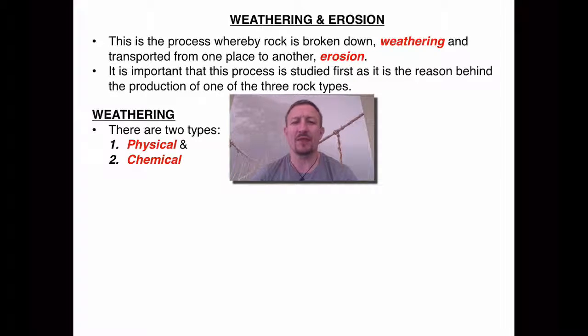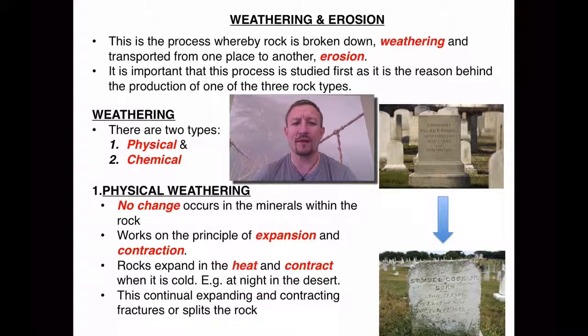Now, there are two types of weathering. There's physical weathering and there's chemical weathering. In physical weathering, there is no change to the actual minerals. The minerals just remain within the rock, and as a result of the environment, they are broken down. Now you can look at these tombstones. These tombstones here have undergone the process of weathering. The top one is nice and clean, and you can see the bottom one has been broken down with time.